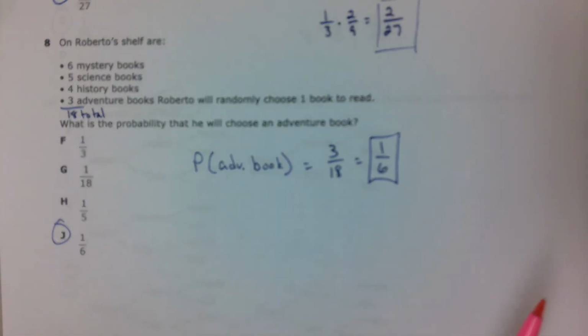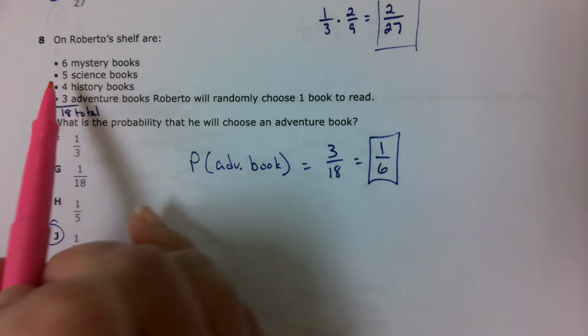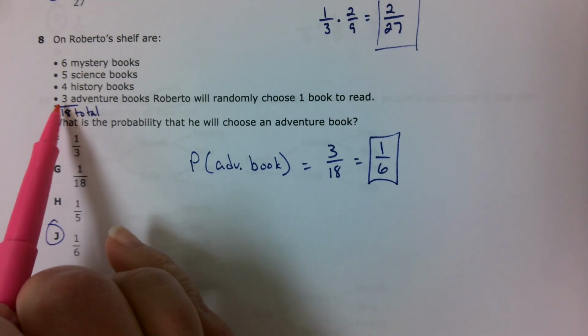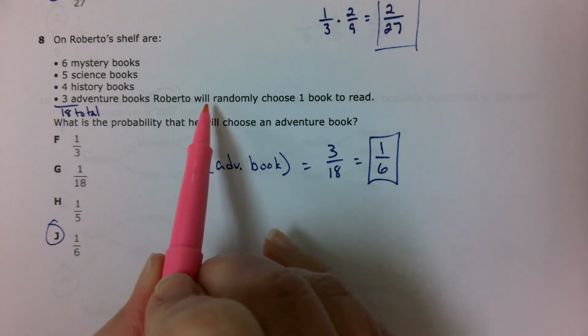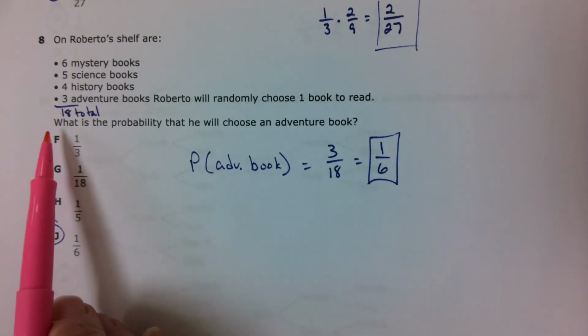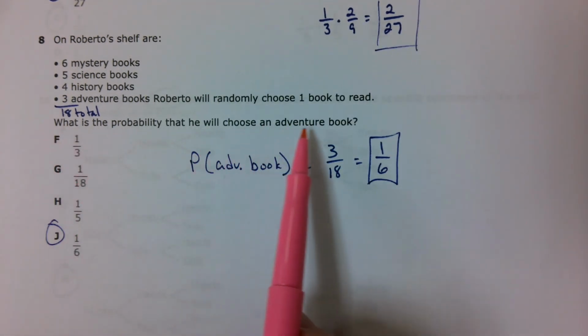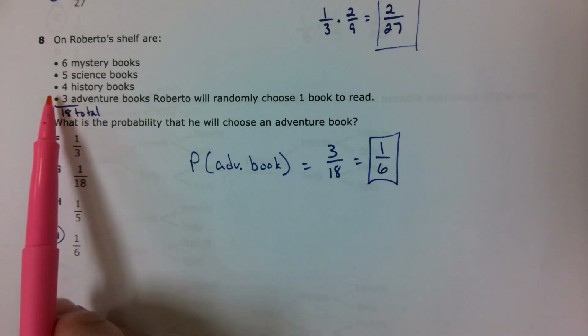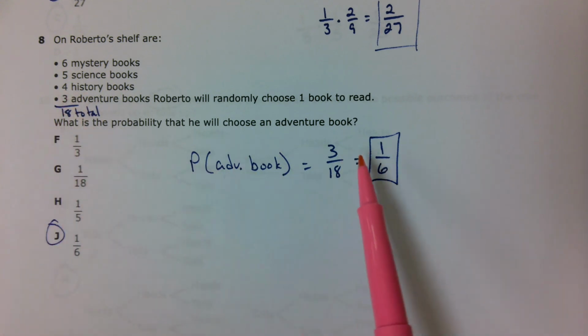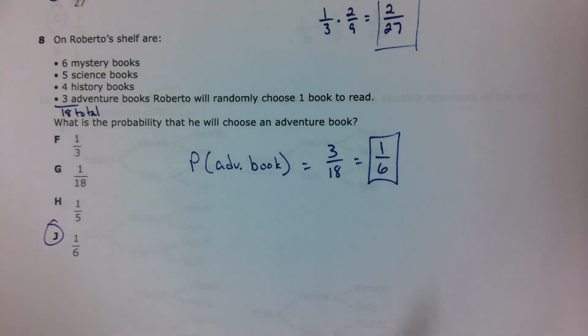Number 8, on Roberto's shelf are 6 mystery books, 5 science books, 4 history books, and 3 adventure books. Roberto will randomly choose 1 book to read. What is the probability that he will choose an adventure book? So the probability of adventure is adventure over total, 3/18, which simplifies to 1/6. J, 1/6 is our answer.